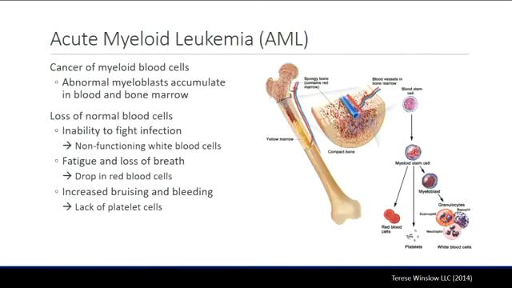And so what is acute myeloid leukemia, or AML? AML is a cancer of myeloid blood cells in which we have these abnormal myoblasts that would normally differentiate into different types of white blood cells begin to accumulate in the blood and bone marrow. And as these abnormal cells start to accumulate, that leads to a loss of other types of blood cells like red blood cells and platelet cells. And that leads to some of the known symptoms of AML, including inability to fight infection, fatigue and loss of breath, and increased bruising and bleeding.